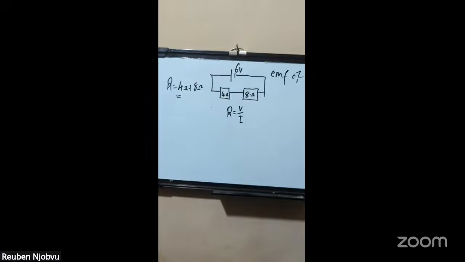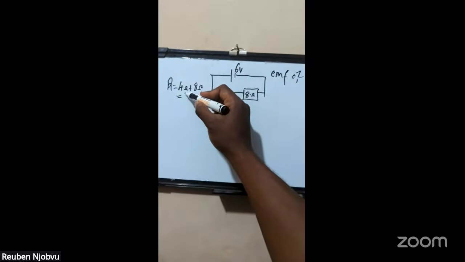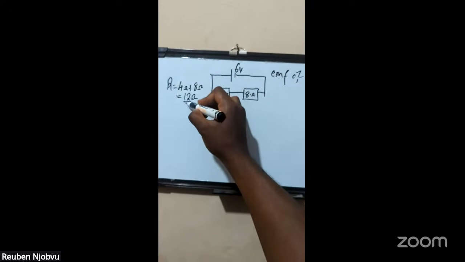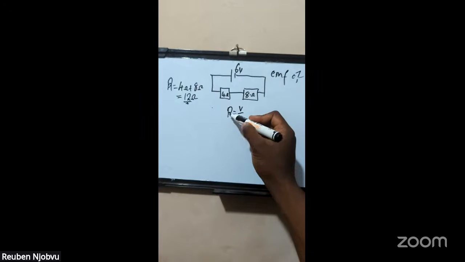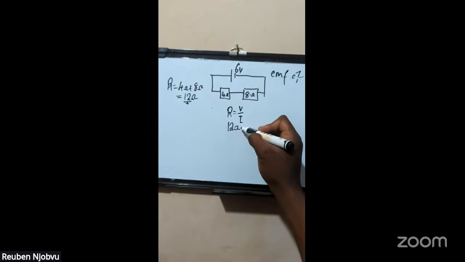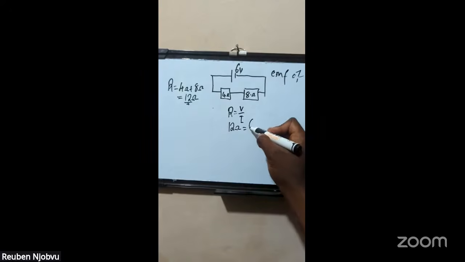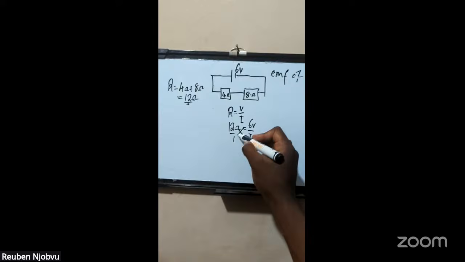So, good. In series, we have to add them like this. So we have this 4 ohms plus 8 ohms. The total here, it is giving you what? 12 ohms, is it? So 12 ohms is the total resistance. It's the one that you're going to put here. 12 ohms is equal to, what's the voltage? 6 volts. What's the current? You do not have it.